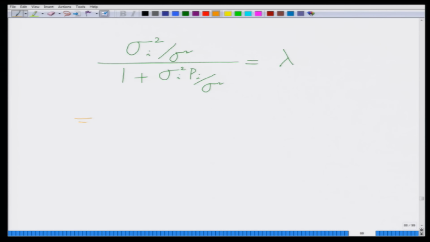which basically I can now simplify as 1 over lambda equals Pi plus sigma square divided by sigma I square, which implies Pi is equal to 1 over lambda minus sigma square divided by sigma I square. And therefore, now remember the power has to always be greater than or equal to 0.